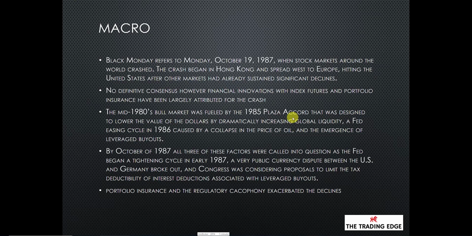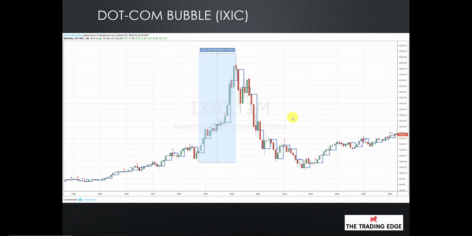Let's now talk about 2000. So there's your dot-com bubble. The run-up was quite spectacular. From late 1998 to early or mid 2000, we had close to a 280% run-up in NASDAQ stocks. And I'll be using the IXIC contract to do the analysis.